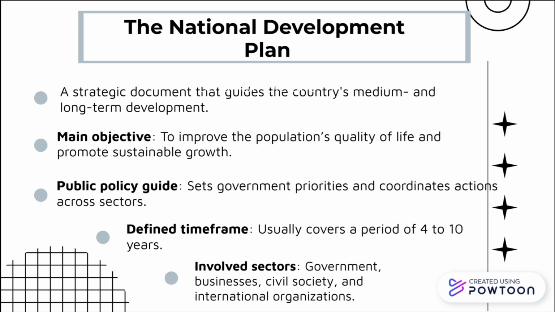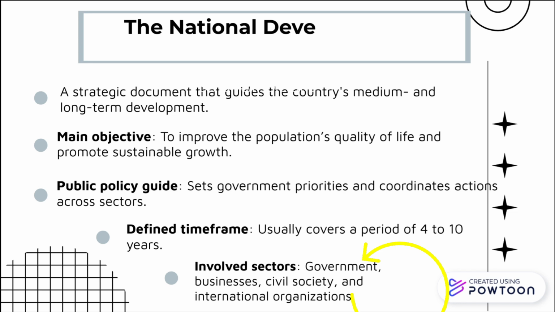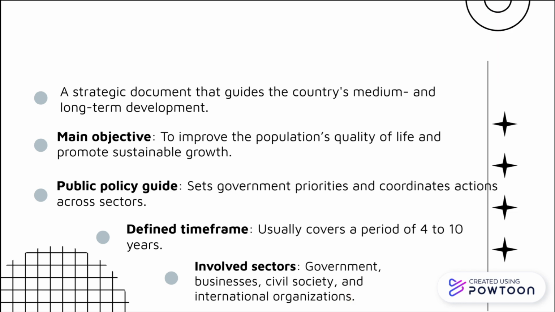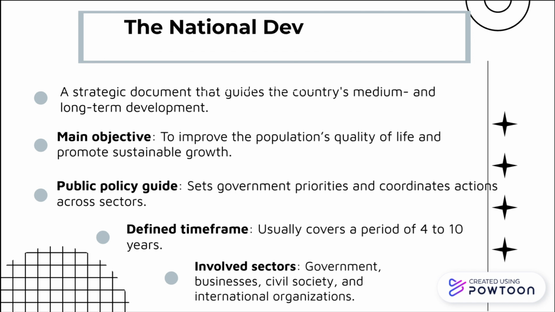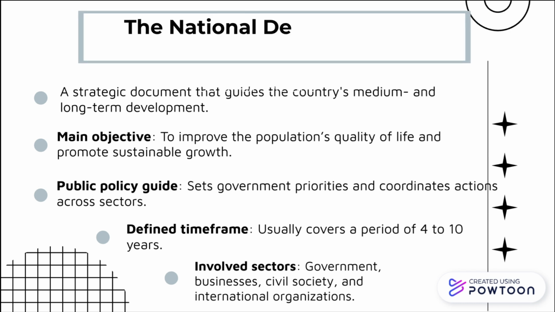And finally, we have involved sectors: government, business, civil society, and international organizations. The plan is not just for the government, it includes companies, local communities, non-profit organizations, and even support from international partners. What is the purpose of the National Development Plan?